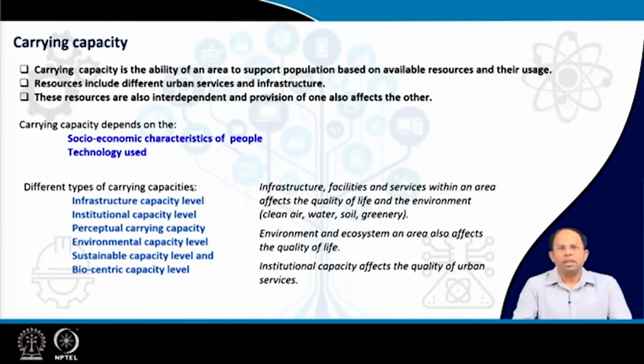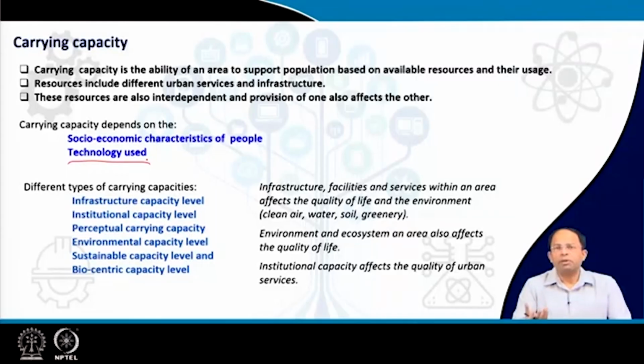So carrying capacity also depends on the socio-economic characteristics of the people and the technology used. Now, certain technology is more efficient. So if that more efficient technology is provided, I may automatically be able to cater to more people, right? For example, in the case of a transportation system, if I provide a metro rail, automatically I increase the carrying capacity of people along a particular corridor. So more people can stay near that corridor, and I can increase the FAR along that corridor.